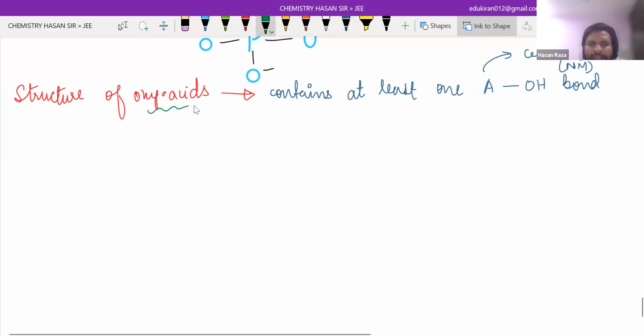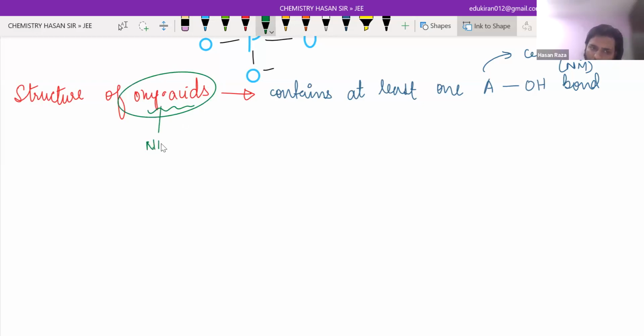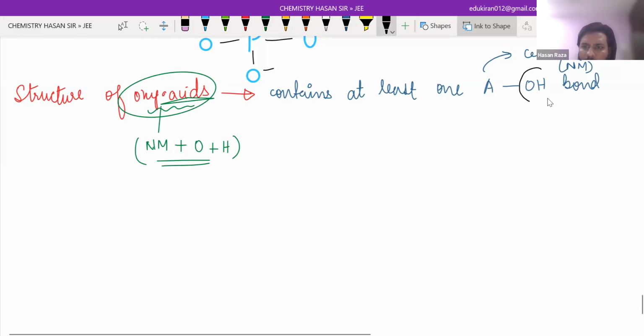Can you repeat? I will just repeat it. What is oxy acid? Oxy acid is basically a compound in which non-metal is present along with oxygen and hydrogen. Now, the first criterion for oxy acid is that it contains at least one OH bond. That means in an oxy acid, the OH bond will be directly connected with the non-metal. Are you getting my point? Yes or no?